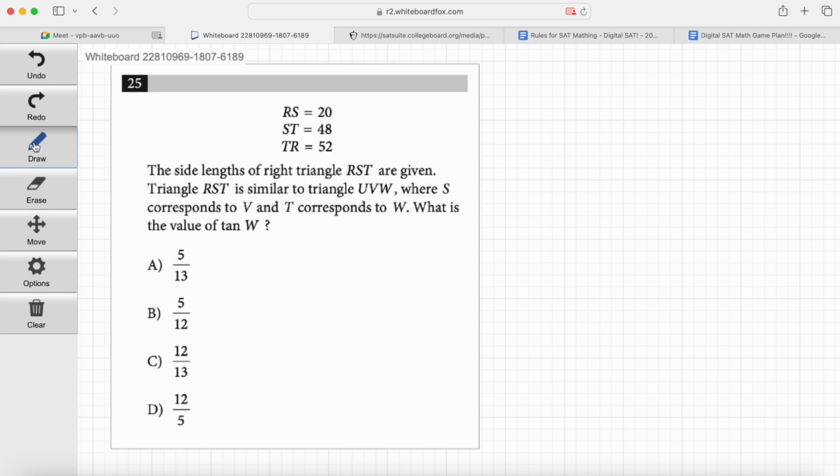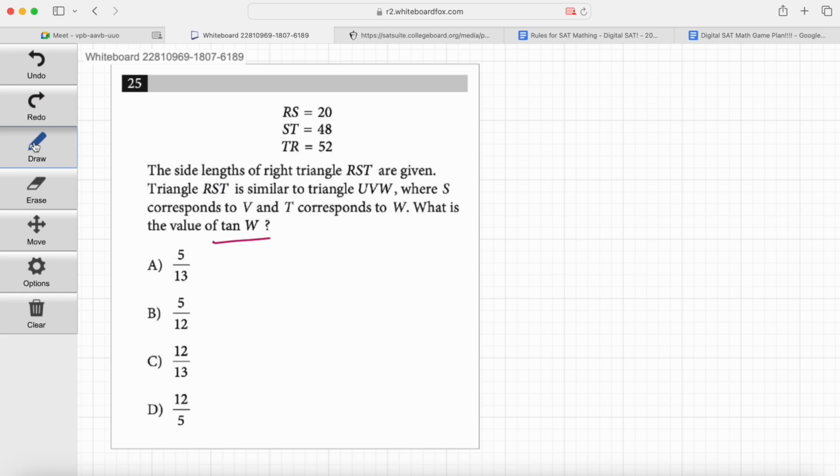The side lengths of right triangle RST are given. Triangle RST is similar to triangle UVW, where S corresponds to V and T corresponds to W. What is the value of tangent W? Oh my goodness. What are we solving for here? We're solving for the value of tangent W, or tan W.